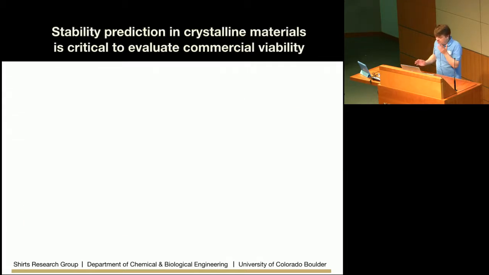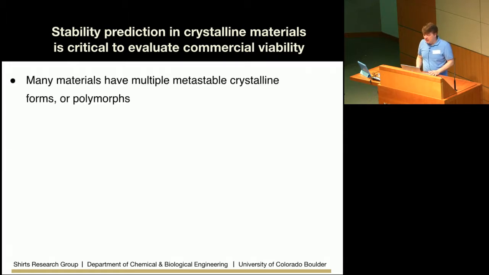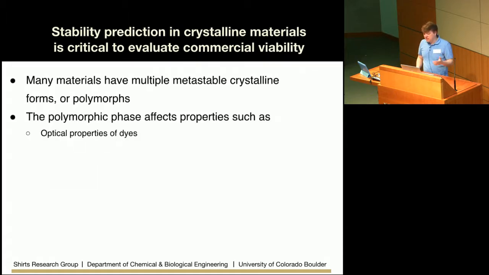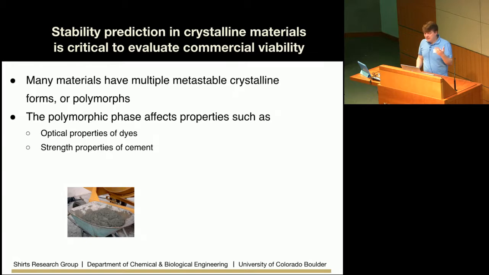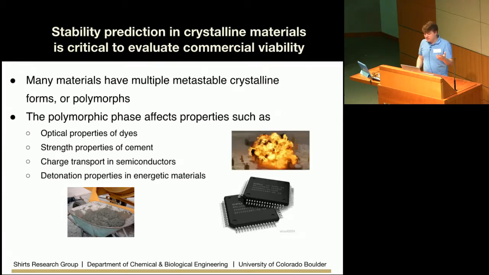Stability prediction in crystalline materials is critical to evaluate commercial stability, beyond drug design. So many materials have multiple metastable crystalline forms or polymorphs. Small organic molecules tend to have a lot because there's a lot of ways to pack them in. Polymorphic phase affects properties such as optical properties of dyes, strength of cement, charge transport in semiconductors, detonation properties in energetic materials, as the DoD likes to call them. So this is really a larger problem, not just drug design. But of course, we're interested in drug design here.